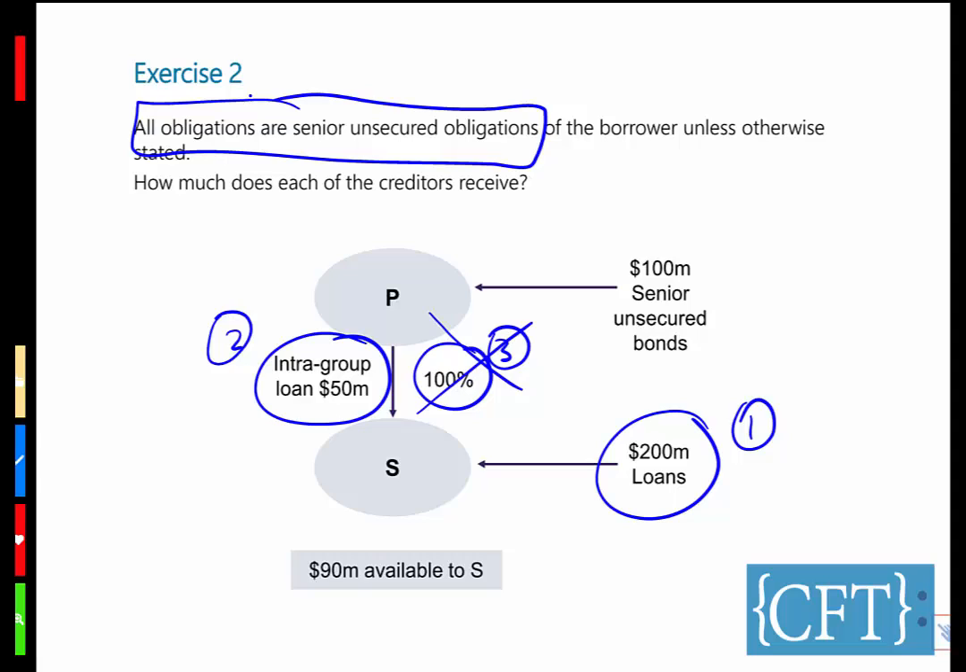And so therefore what we're going to say is the 50 million and the 200 million rank pari passu. And so therefore they are going to not get equal amounts of the 90 million, but they're going to get a pro rata amount, with 4/5 of the money going here and 1/5 of the money going here. That means 19 million of the 90 million goes here, and the balance of 72 million goes here. Again, the senior unsecured bondholders get 0.